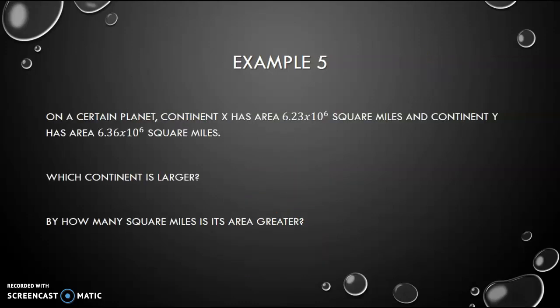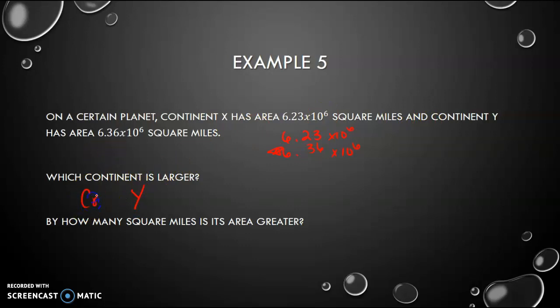Alright, so last example, example 5. On a certain planet, continent X has an area of 6.23 times 10 to the 6th square miles, and continent Y has an area of 6.36 times 10 to the 6th square miles. First we want to know which continent is larger. The easiest thing is, they both have the 10 to the 6th, so I just have to compare 6.23 with 6.36, and 6.36 is the larger one, which was continent Y. So which continent is larger? The answer is Y.